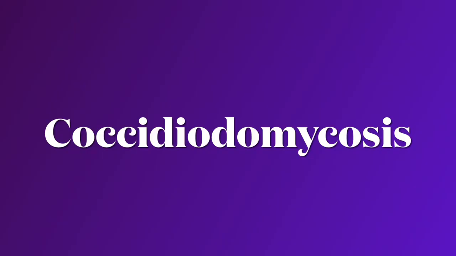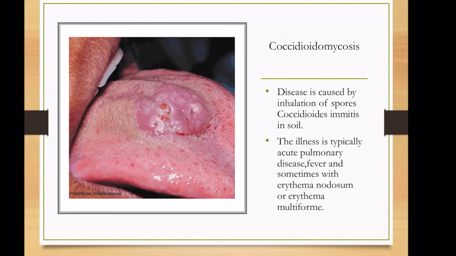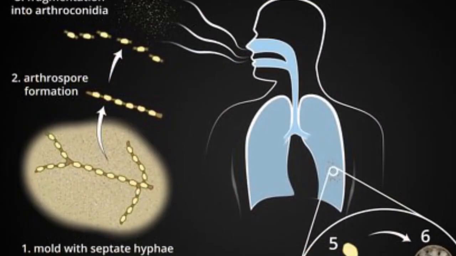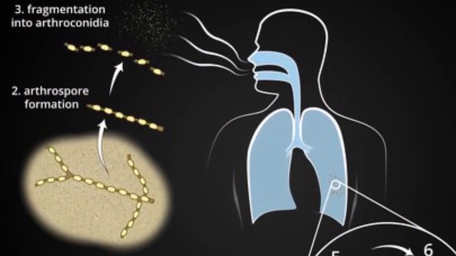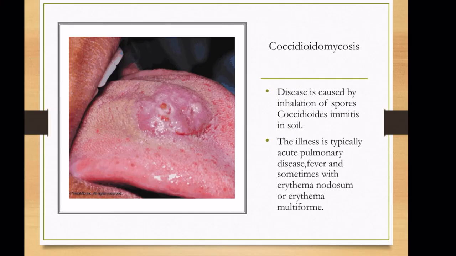Moving on to the next fungal infection, that is Coccidioidomycosis, which is caused by inhalation of spores of Coccidioides immitis in the soil. This fungal infection is due to inhalation, so it affects more of the lungs, causing acute pulmonary disease, fever, and in the oral cavity you can expect a verrucous lesion with an underlying jaw infection.